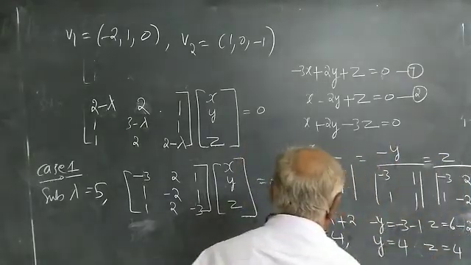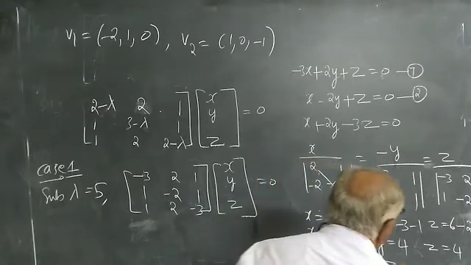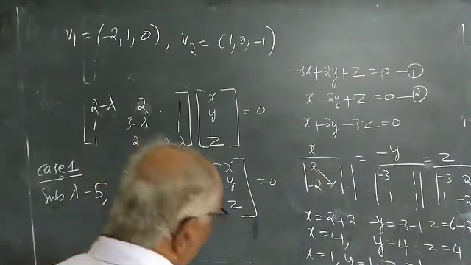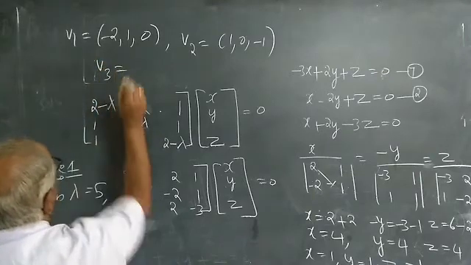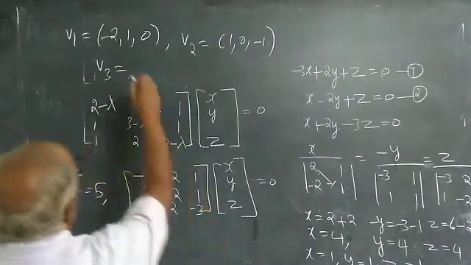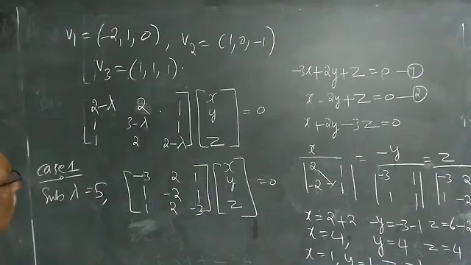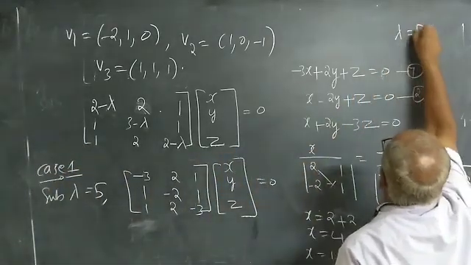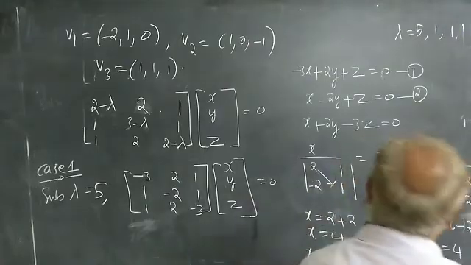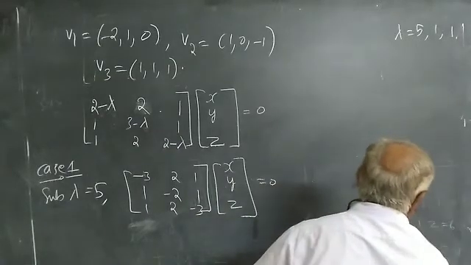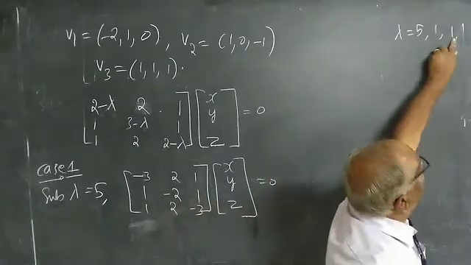So if I divide by 4, x is equal to 1, y is equal to 1, z is equal to 1. So this is the another vector, that is V3, for the eigenvalue lambda is equal to 5. So therefore you got V3 is equal to 1, 1, 1. Now what are the eigenvalues you have? The eigenvalues are lambda is equal to 5, 1, 1. These are the eigenvalues.